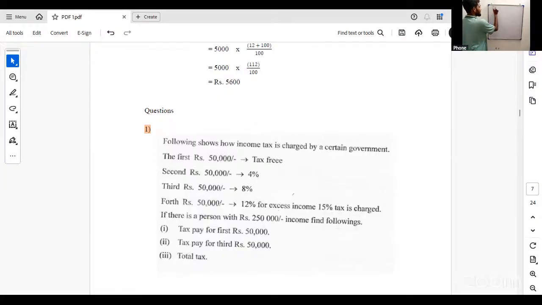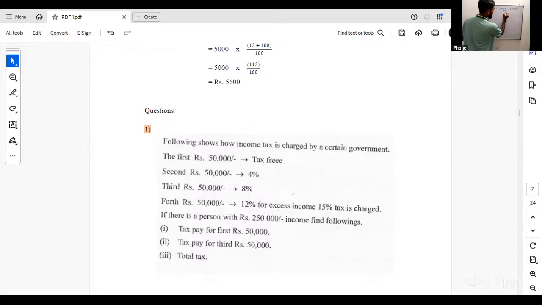First question, first part. The income of the person is Rs 250,000, right? Now they have given a chart in 50,000 clusters. That means you have to divide this sum into 50,000 parts. Let's divide this.